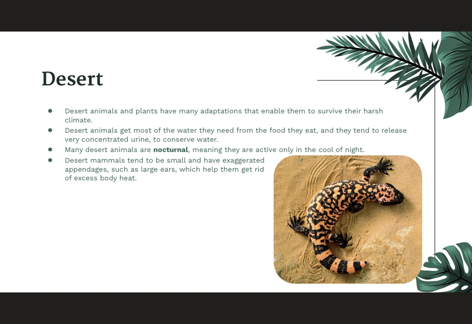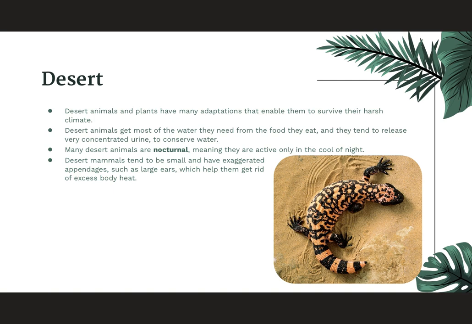Desert animals and plants have many adaptations that enable them to survive their harsh climate. Many desert animals get most of the water they need from the food that they eat, and they tend to release very concentrated urine to conserve water. Also, many animals are nocturnal, meaning they are only active in the cool of the night. So you're not going to see them out during the day.